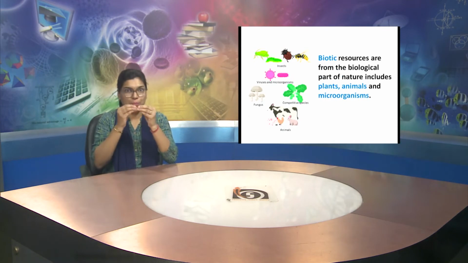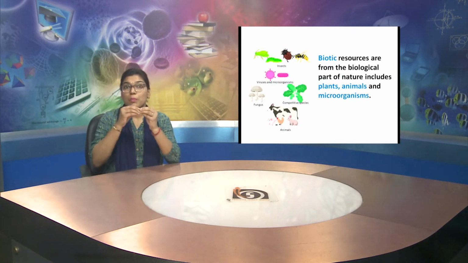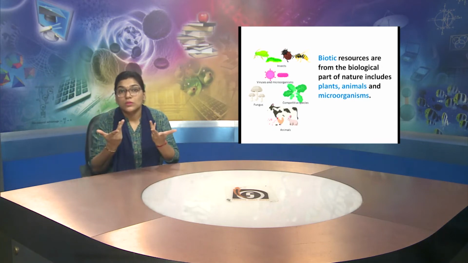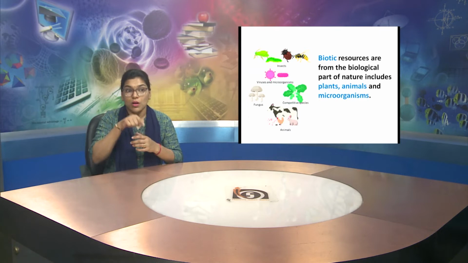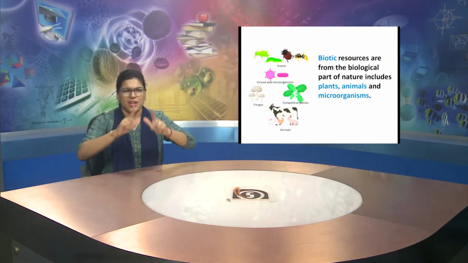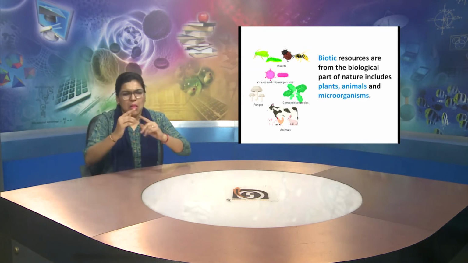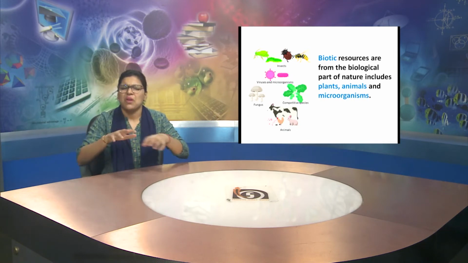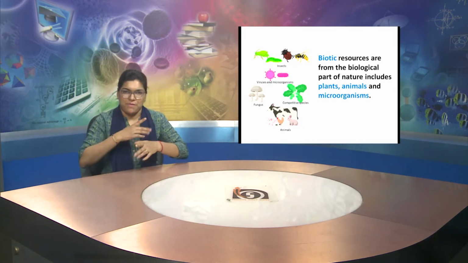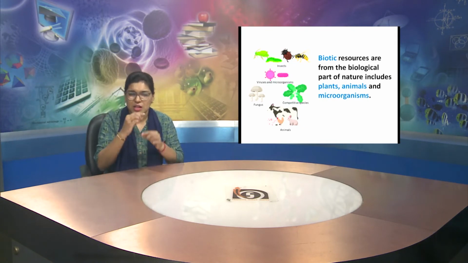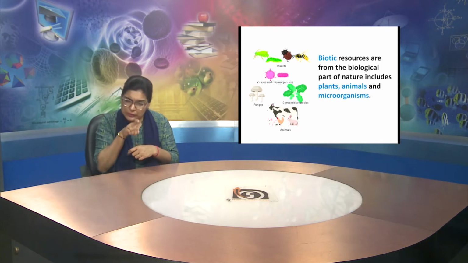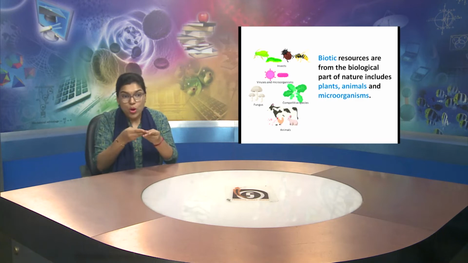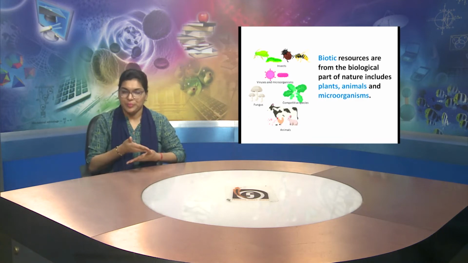We have understood the abiotic resources. Let us now understand the biotic resources. These biotic resources are from the biological part of nature, which includes plants, animals, and also the microorganisms. We know that microorganisms are very small organisms. So, we call those small organisms microorganisms.